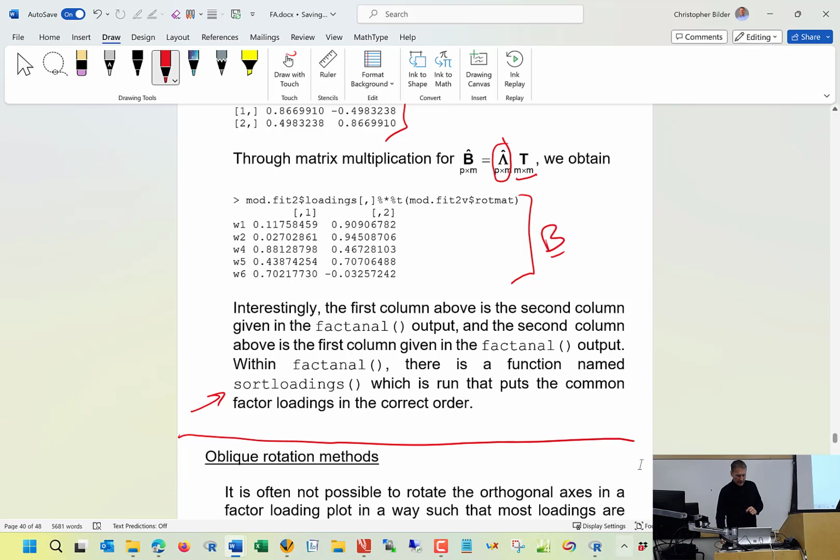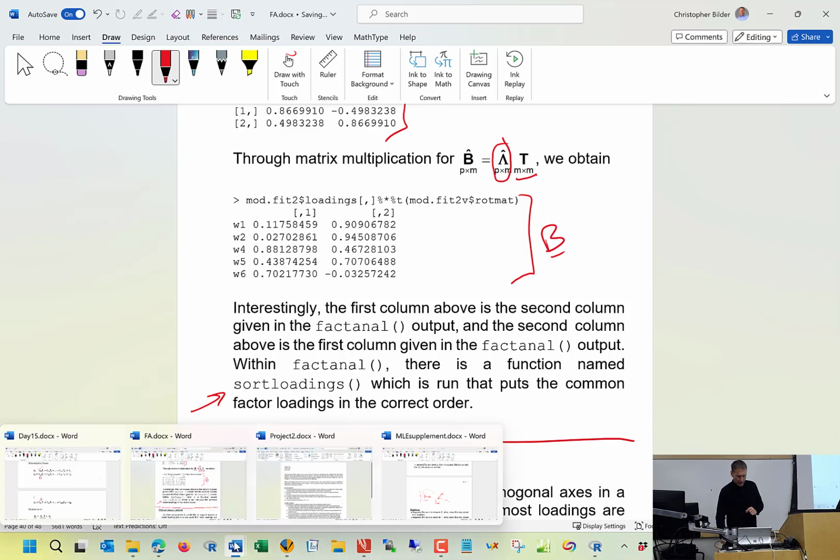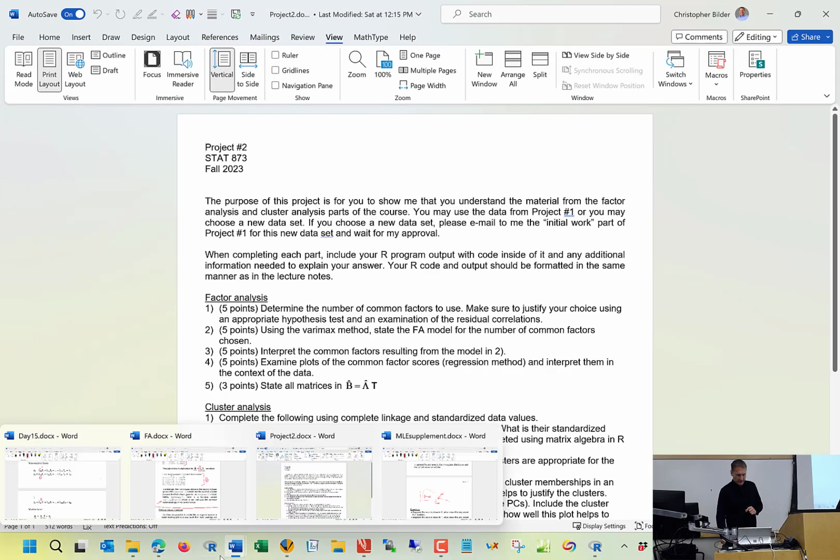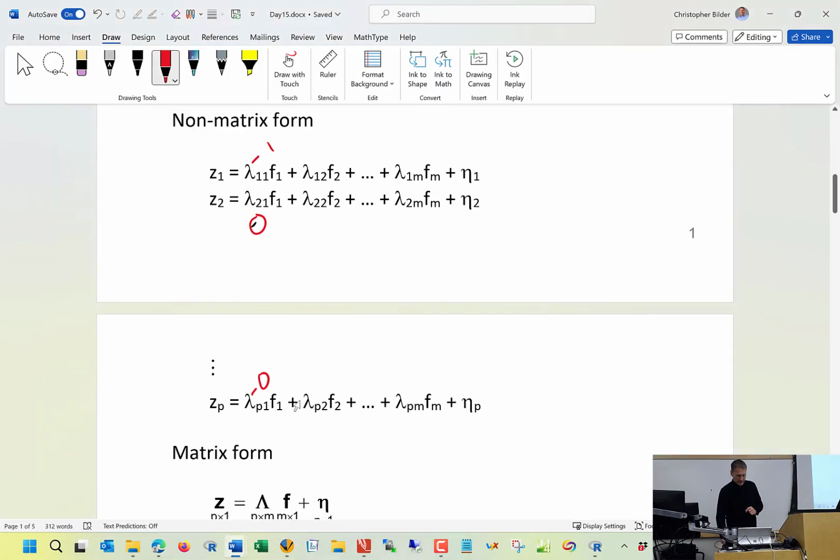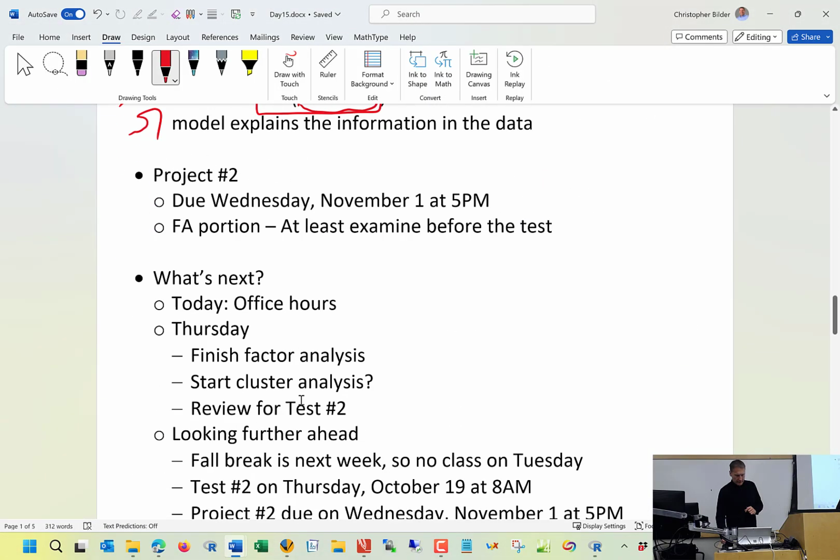This is a good place to stop with the notes. Really briefly, I'm going to talk about project number 2. This is due Wednesday, November 1st at 5 p.m. Same format as the previous project. All the groups should be able to use their previous data sets from project number 1. If you have problems conceptualizing how you would use it, just let me know. If you want to use a different data set, that's okay too, but you need to get the data set approved by me first before you use it.